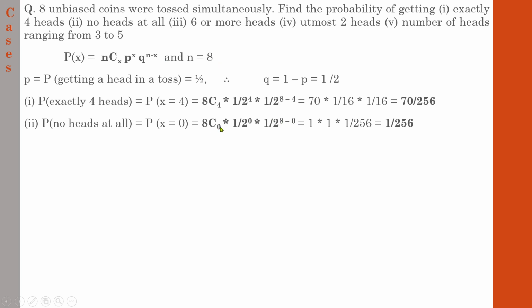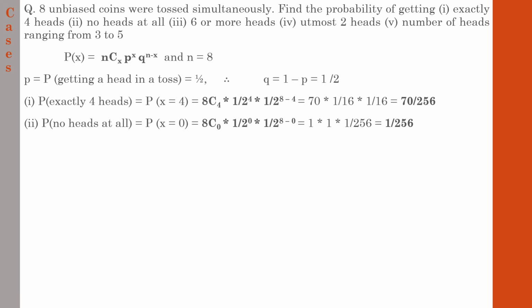And 8C0, the value of that one will be 1. We have learned about that property in the case of combination. And 1 by 2 raised to 0: any number raised to the power 0 is also 1. These are the main properties, so note them down. 1 by 2 to the power 8 means you need to multiply 1 by 2 eight times, so you will get 1 by 256. So if you multiply all these, you will get 1 by 256.